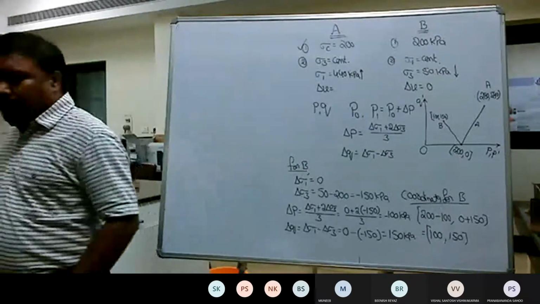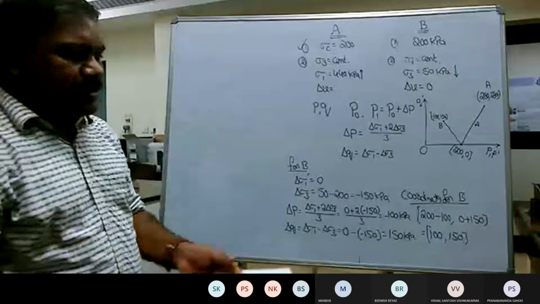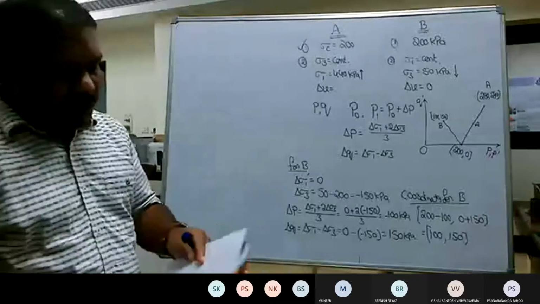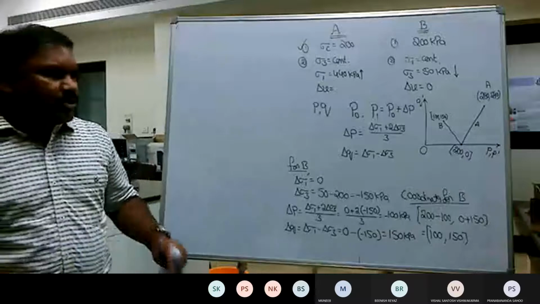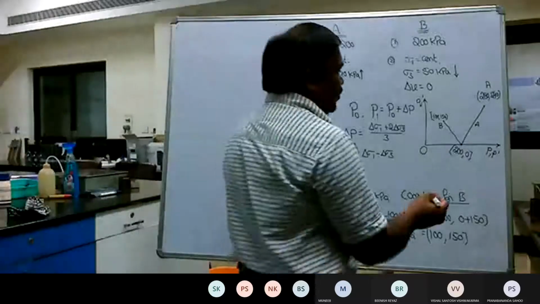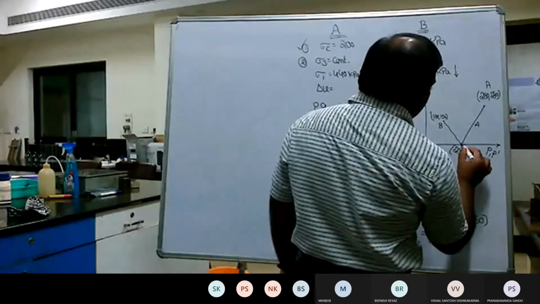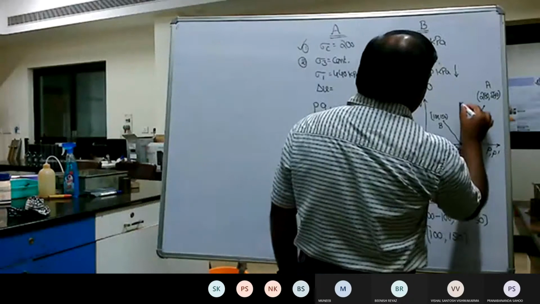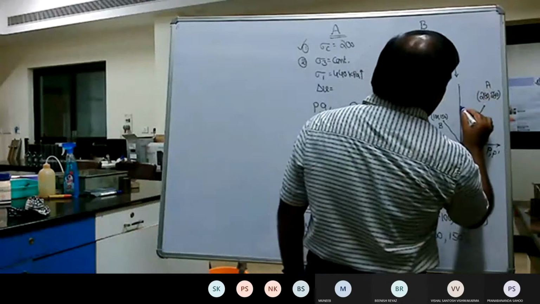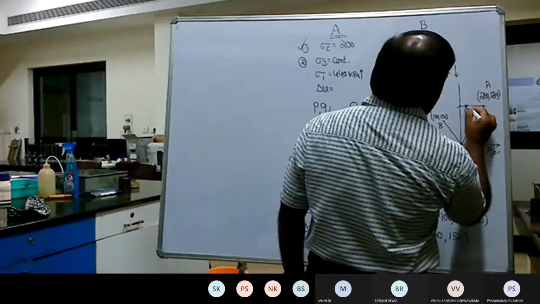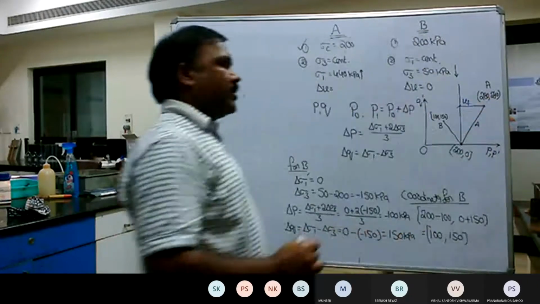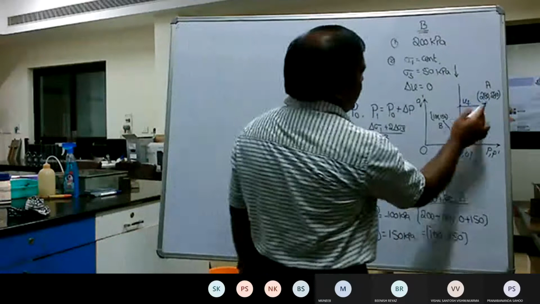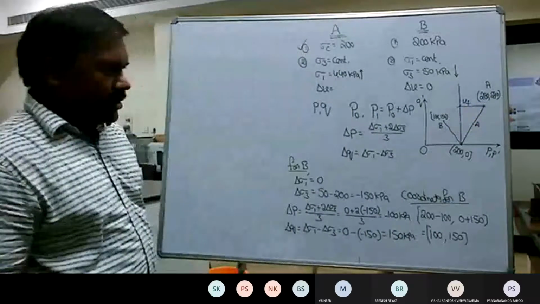So now let me make you understand. Finally, you are asked to determine the pore pressure parameter. For that, you draw a vertical line from the initial stress condition and take the difference. So this is called the pore pressure.